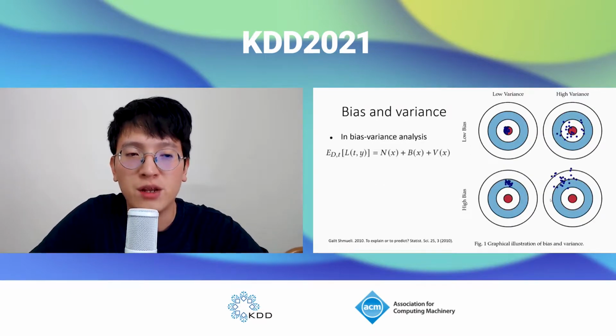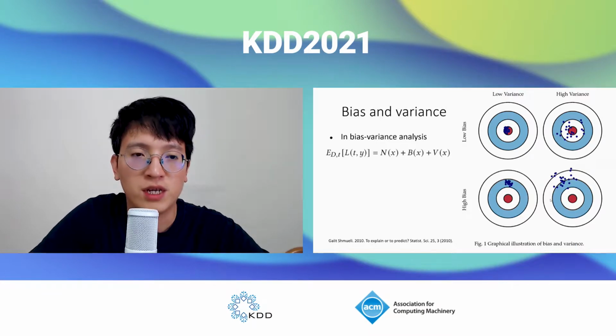In bias variance analysis, the loss of a model can be decomposed into noise, bias, and variance, and in the right figure, we show what it means. Low bias, which means the top two figures, means that the model's prediction is closer to the ground truth, which is shown in the red dot. On the other hand, the variance is the degree to which the blue points spread out from each other. As you can see how close the blue dots are in the high variance and low variance columns.